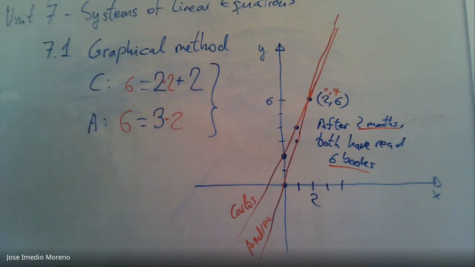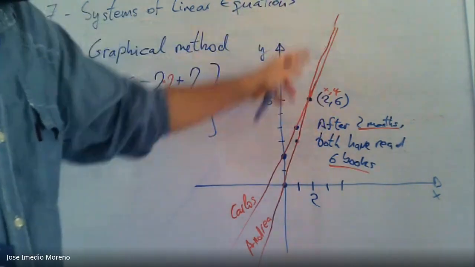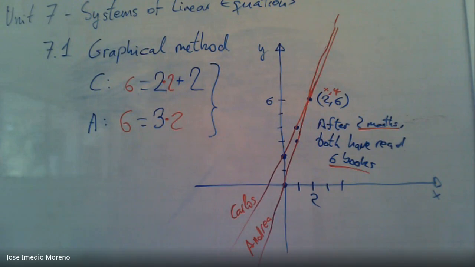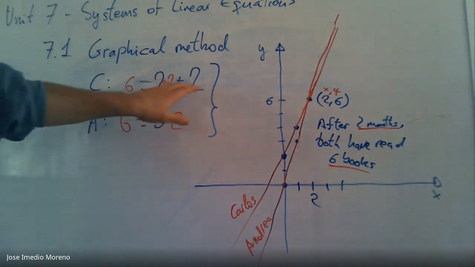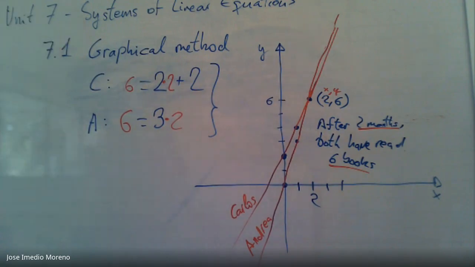As I was saying before, this point where both lines intersect is the pair of values that makes both equations true at the same time. That's what we're going to be doing in this unit, solving systems of linear equations. I'm going to stop recording now.